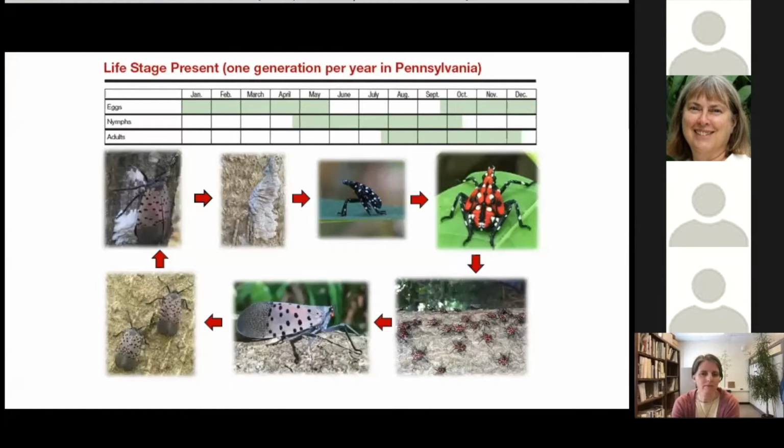So just being aware of what stages are present at different times, you have an idea of what you might expect if you're, say, looking at Ailanthus or tree of heaven, what stage you'd expect to find at any particular time of year. Next, please.